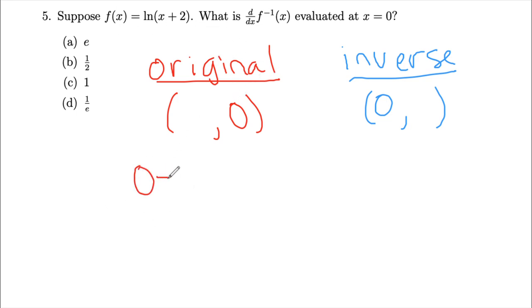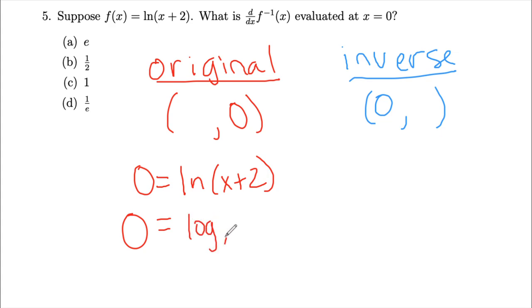That would give us 0 equals the natural log of x plus 2. And I'm actually going to rewrite this as the log base e. I just find that it helps a lot of my students to conceptualize natural log. And now I'm going to rewrite this in exponential form. So that would make this my base. So it's going to be e to the 0 power equals x plus 2.